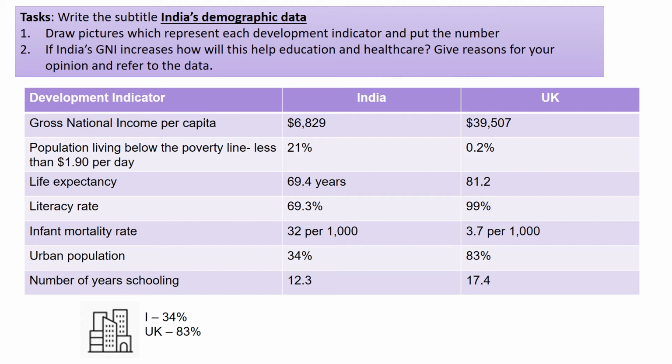Please complete the 2 tasks. I've given you an example underneath the table. As you can see, there are significant differences in the development indicators for India and the UK. Look at the difference in GNI. Around $33,000 difference in the national income. And in the UK, people live on average nearly 10 years longer compared to India.